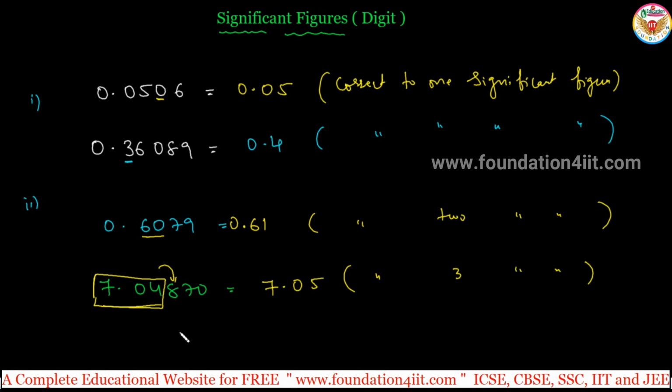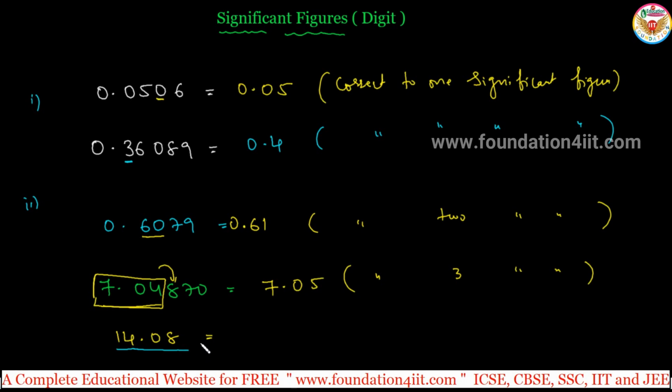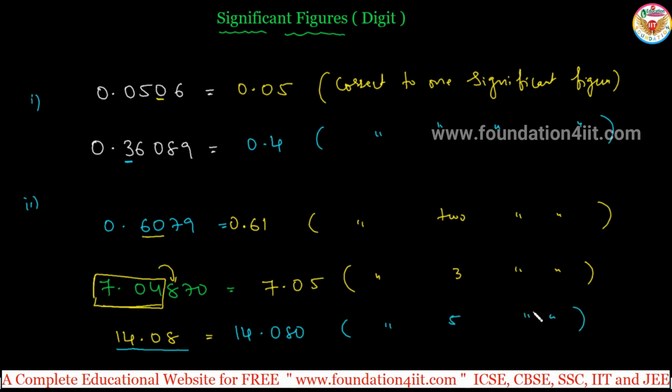Same, from the beginning we'll see. For example, 14.08. Now the question is to find it correct to five significant figures. Five significant figures means already 1, 2, 3, 4 only are there. The fifth place is not there, so just attach the 0. 14.080. This is correct to five significant figures.